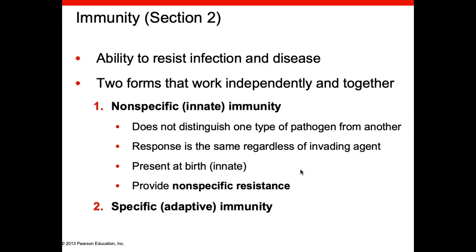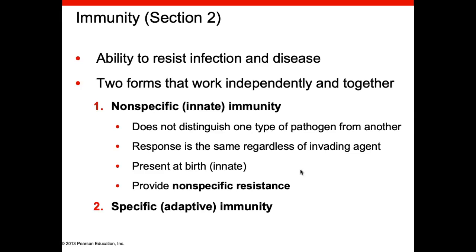Immunity is the ability to resist infection and disease. And we have two types of immunity that work independently and together. There is nonspecific or innate immunity that we are born with. And there is specific immunity that adapts to what we're exposed to.